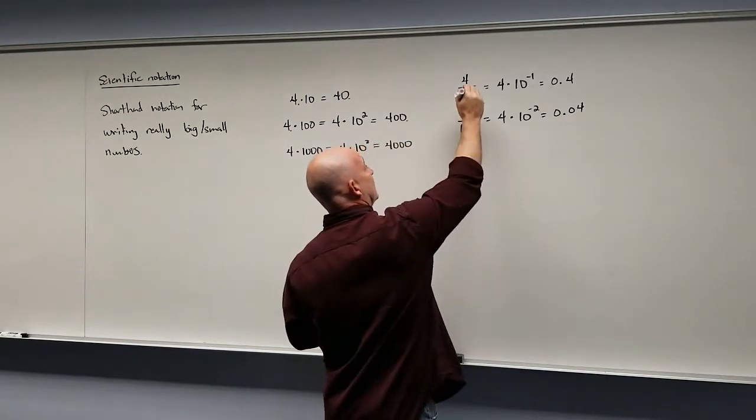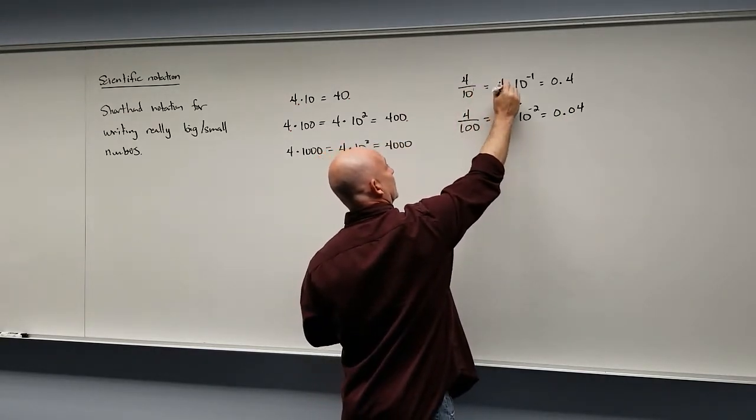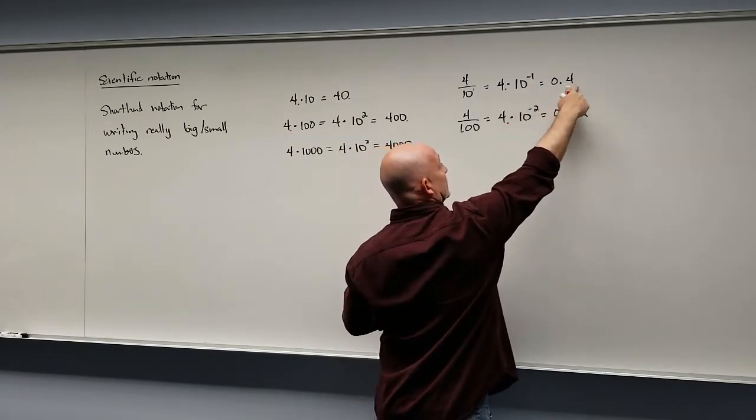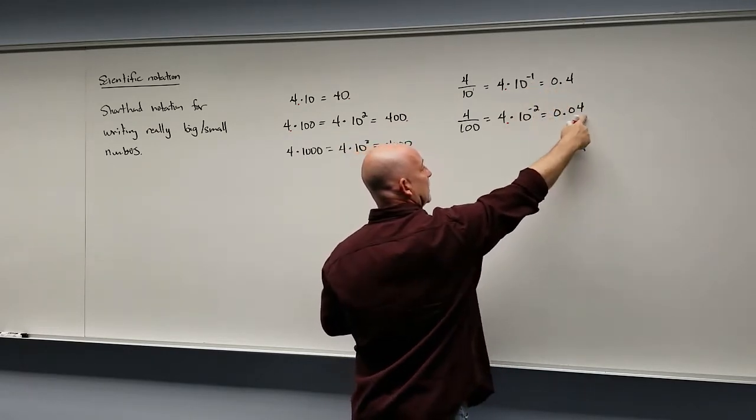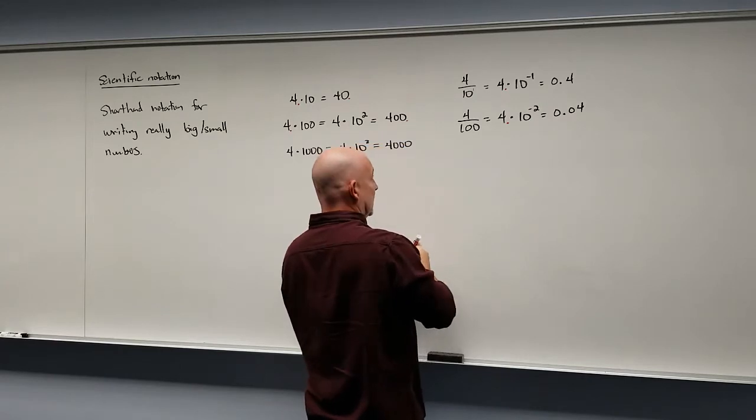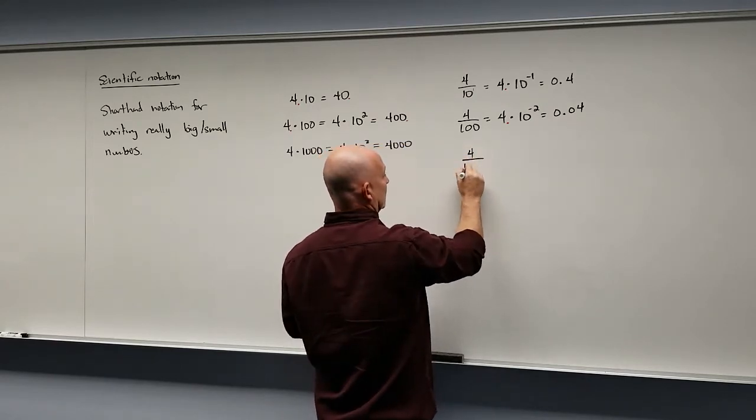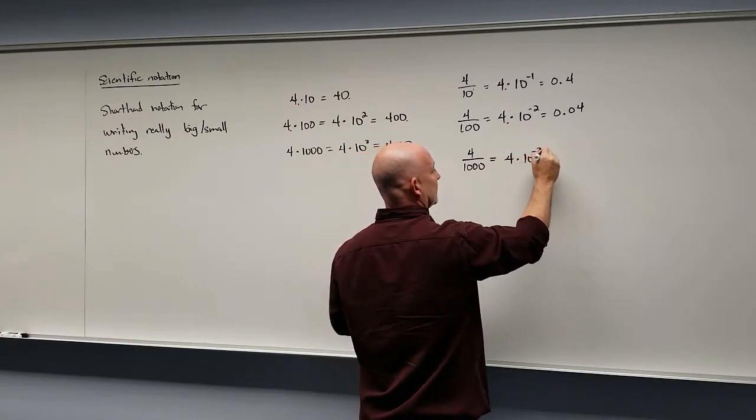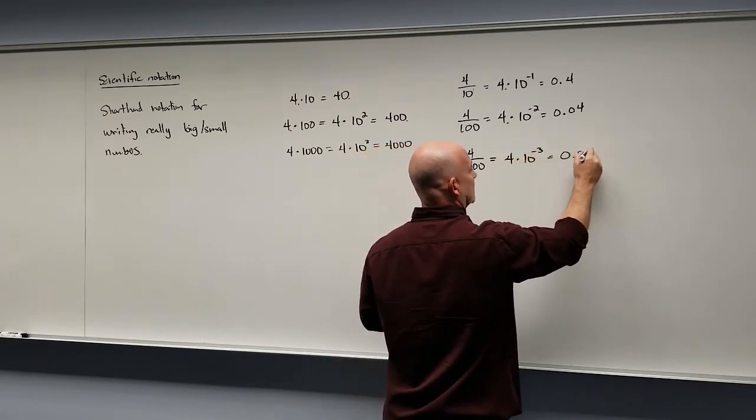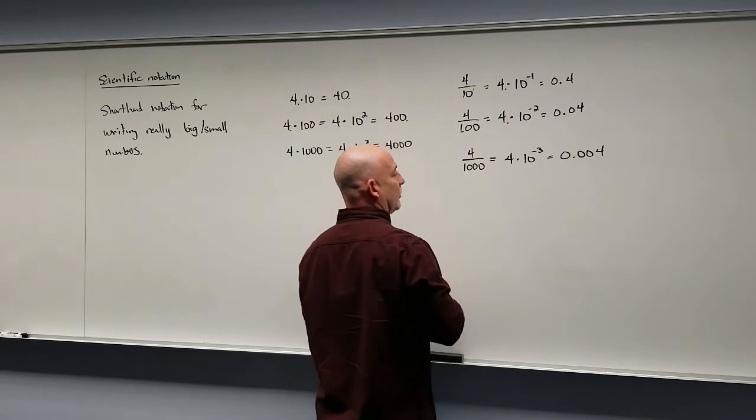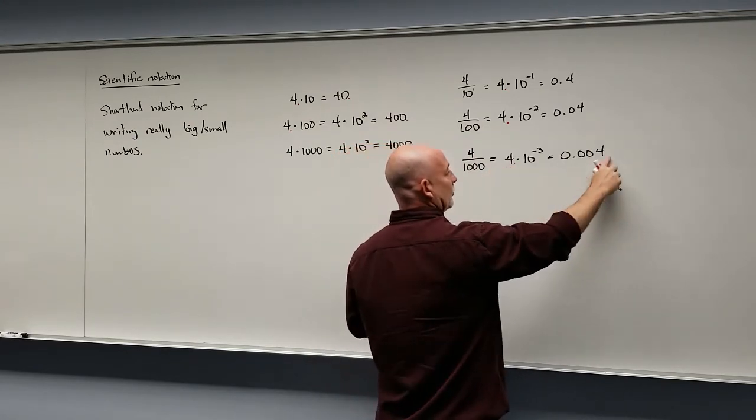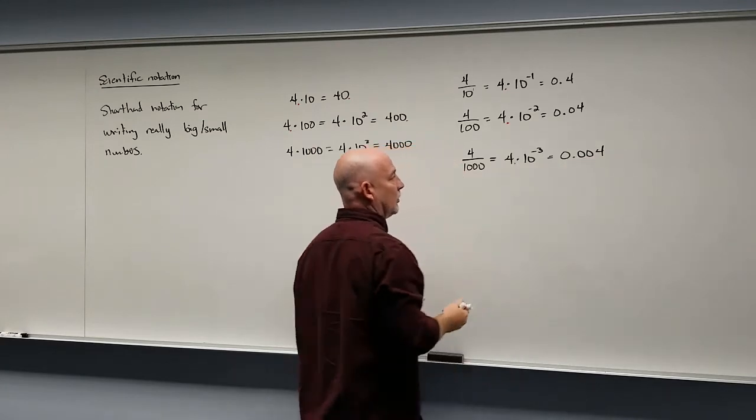Notice again what's happening to our decimal place. Our decimal place was here, but when we multiply by 10 to the negative 1, it moved to the left 1. 10 to the negative 2 moved to the left twice. And of course, if we did this as 1,000, which again we write as 4 times 10 to the negative 3, that would move our decimal 3 places over. It was here, move it over 1, 2, 3.